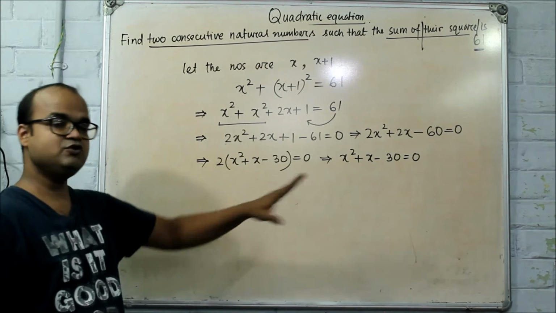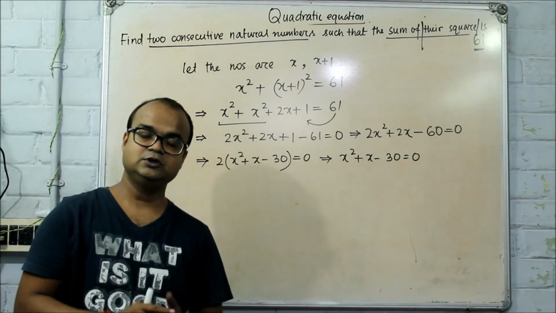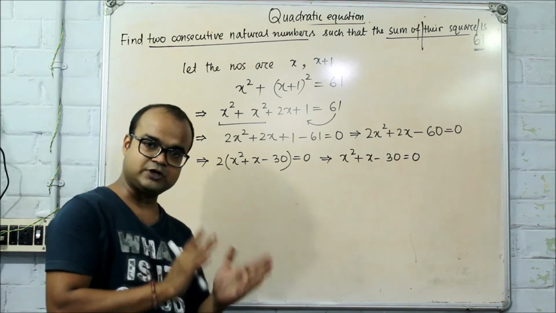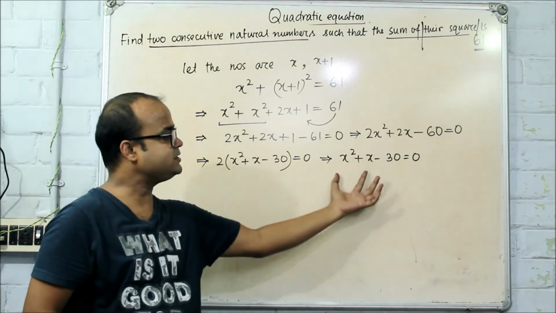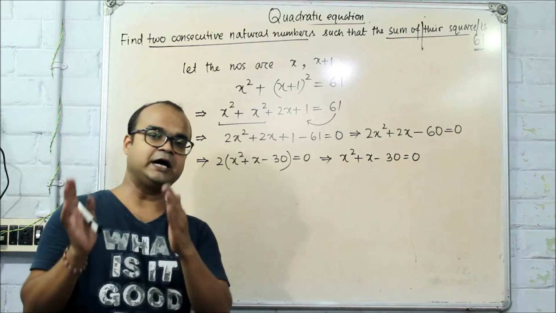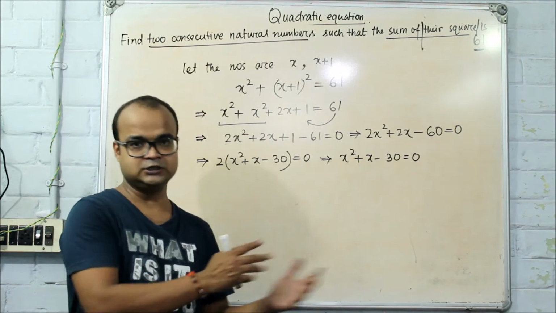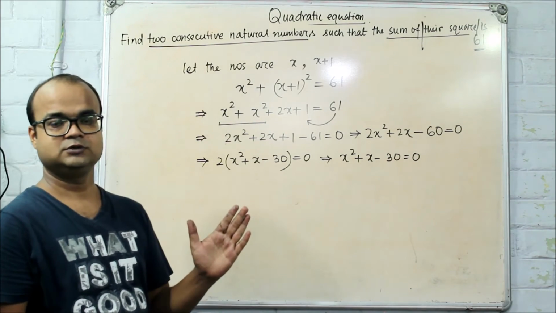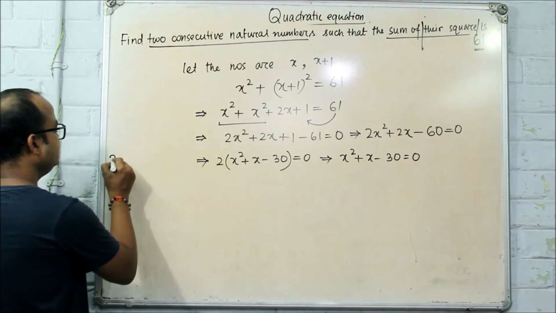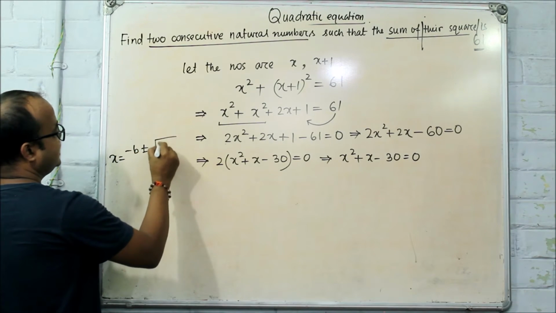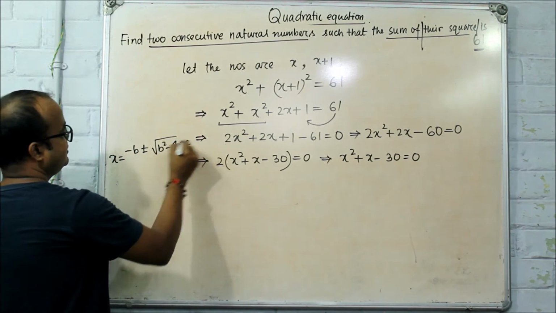Now after this you are free to solve in any method. Either you can go for the factorization method where we express this into two factors and then we equate either this to 0 or the other term to 0, or you can directly apply the formula, that is x is equal to minus b plus minus square root of b square minus 4ac, by 2a.